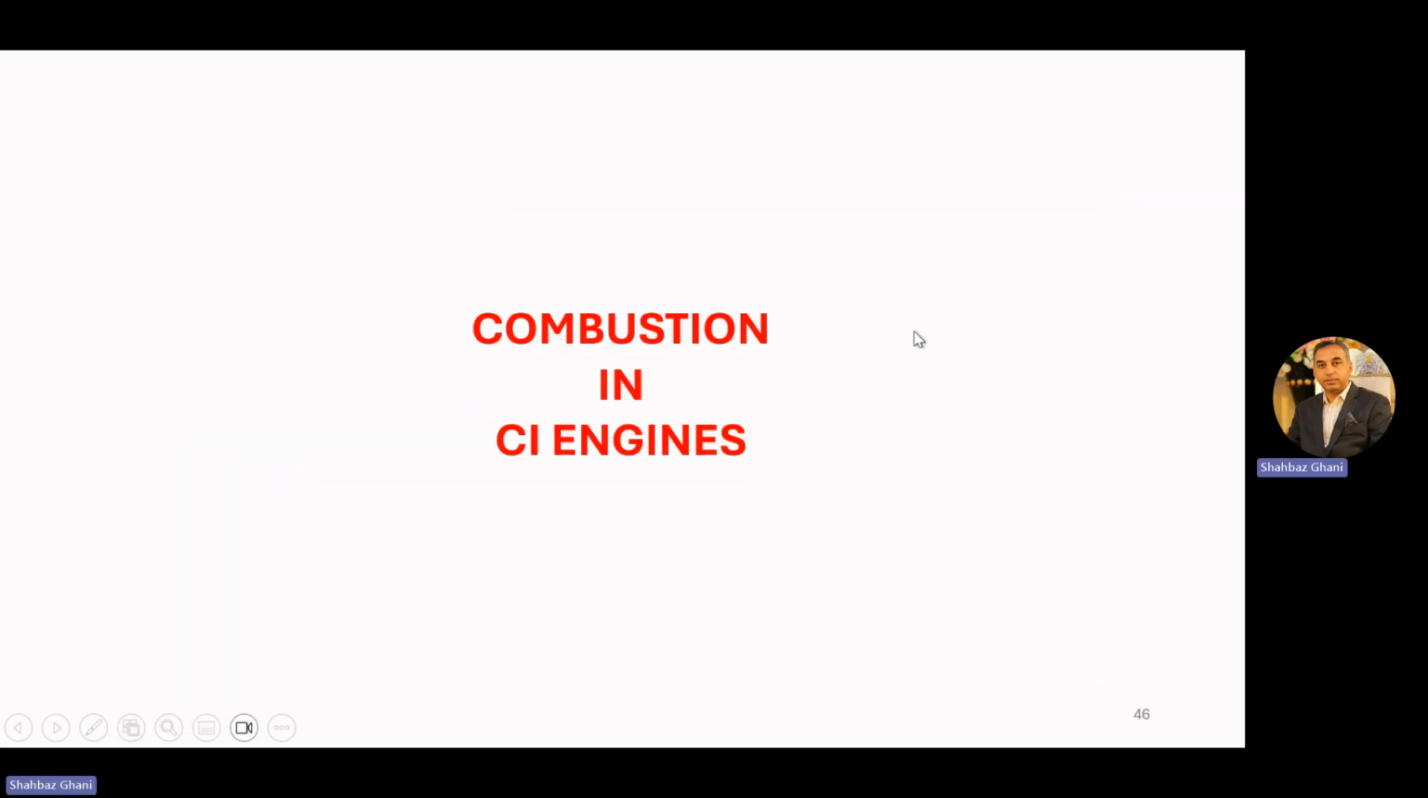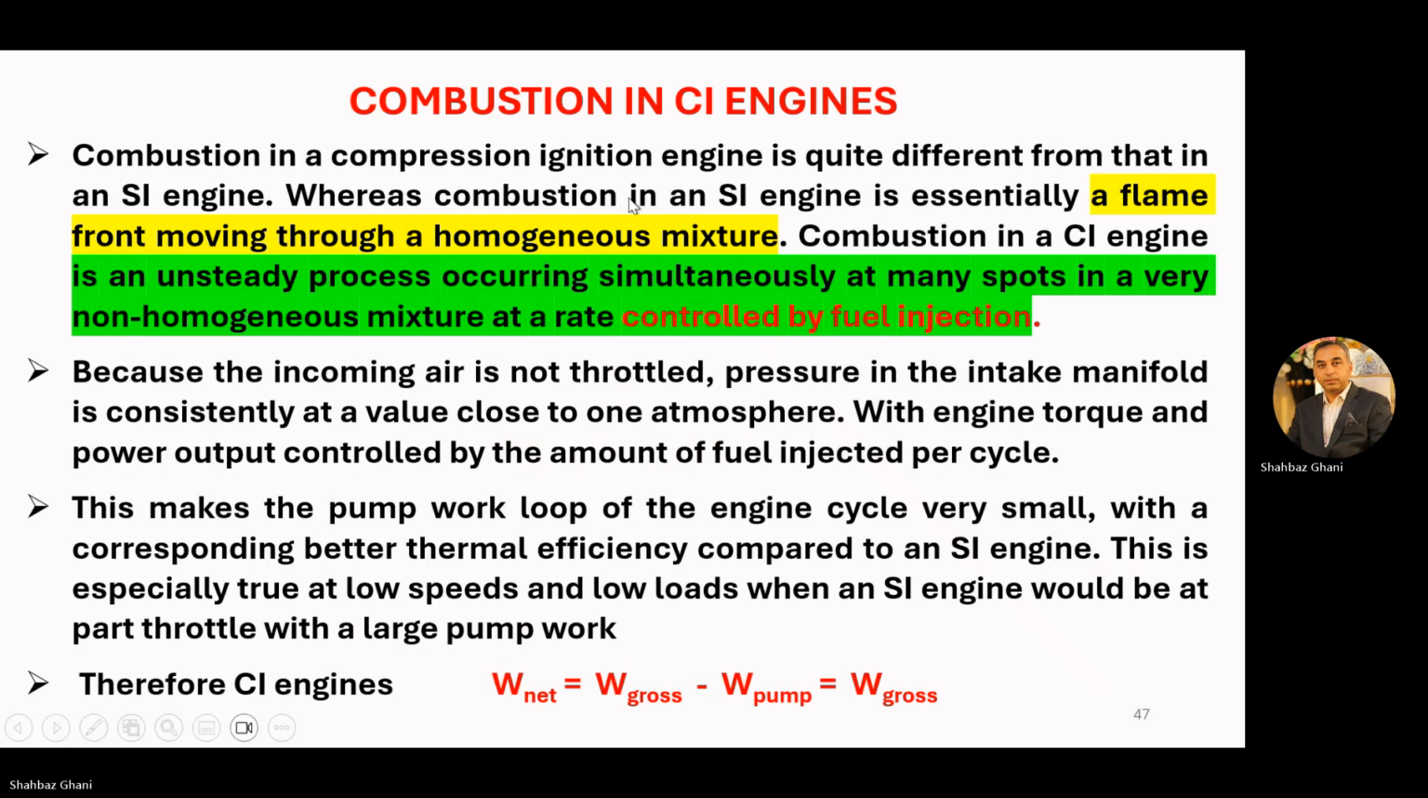Now, up till now we have studied the SI engine. Now let's see the combustion in the CI engine. That is a little bit different from the SI engine. Combustion in a compression ignition engine is quite different from that in an SI engine, whereas combustion in an SI engine is essentially a flame front moving through a homogeneous mixture. So in an SI engine, it is essentially a flame front moving through a homogeneous mixture.